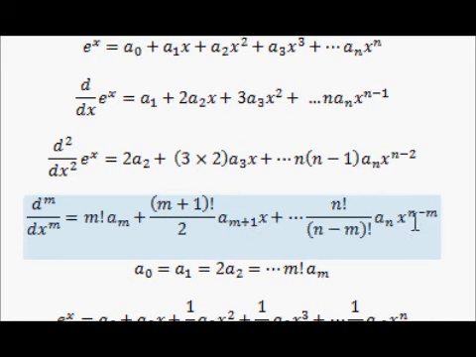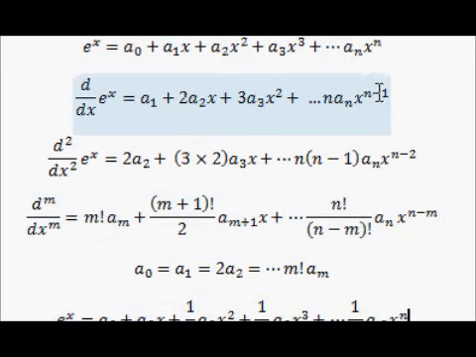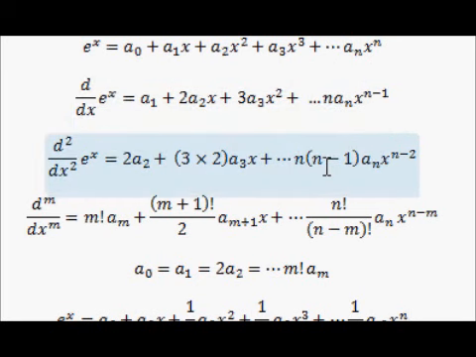Although this one is fairly noteworthy, that the x to the n term becomes x to the n minus m, because you've differentiated m times, and that you end up with n factorial over n minus m factorial. So this comes about because when you differentiate x to the n, you bring the n term down, then you bring the n minus 1 down, then you bring the n minus 2 down, and you do that m times.